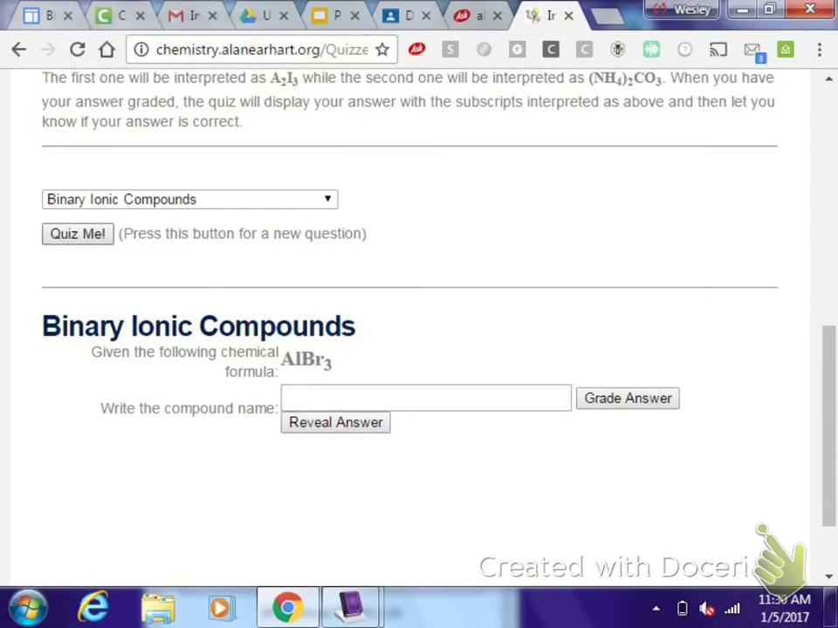Okay, and then let's say they give you a formula, AlBr3. So I type in aluminum. And then bromine is bromide. Aluminum bromide, reveal answer. Yeah, I got the same thing. You can grade answer. This says correct. What if you get it wrong? You can just put reveal answer. And then you can see what you did wrong. So if you grade it and it says incorrect, go reveal answer and it'll tell you what the right answer is.